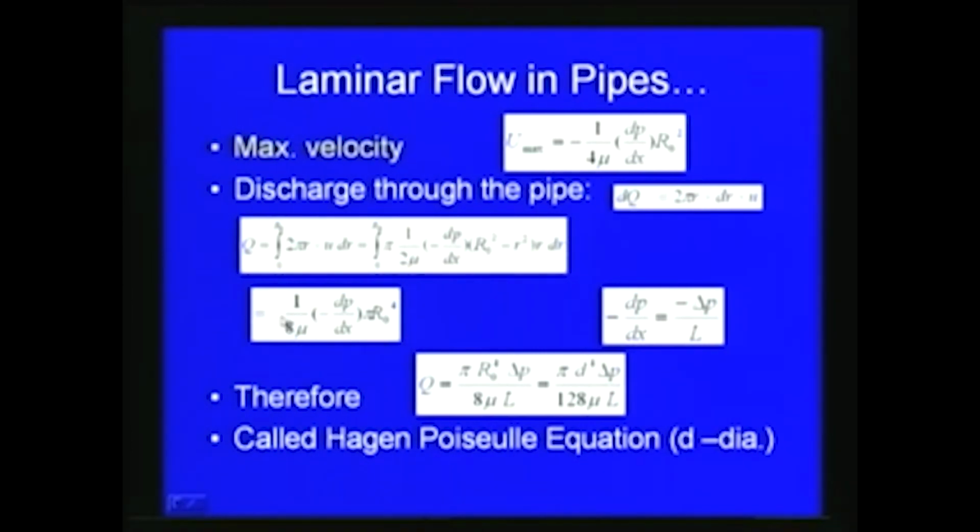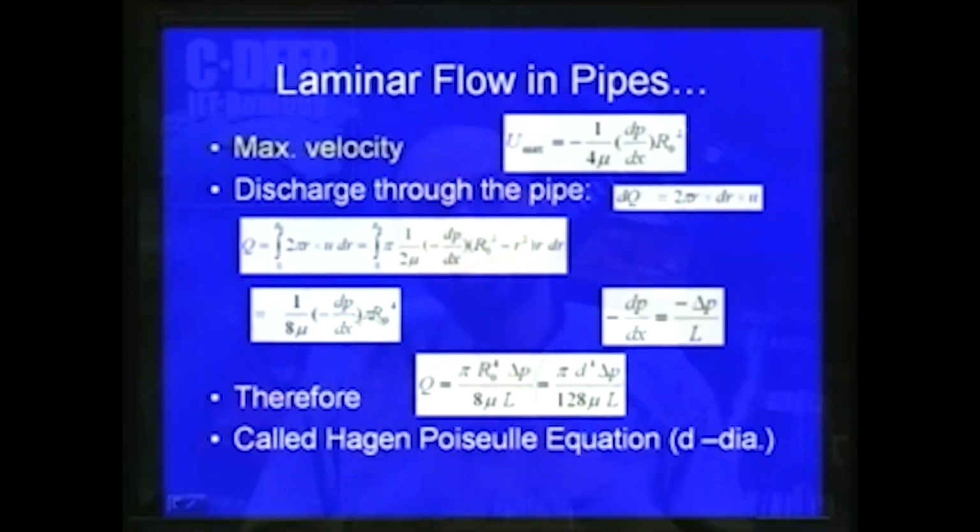From this we get 1 by 8 mu minus dP by dx into pi into r 0 to the power 4. If we substitute minus dP by dx as minus delta P by L, the pressure drop, then we get the discharge q is equal to pi into r 0 to the power 4 into delta P by 8 mu L, that is equal to, in terms of diameter, pi d to the power 4 delta P by 128 mu L. This equation is called the Hagen-Poiseuille equation. Here d is the diameter. So, the expression we got for the discharge is called the Hagen-Poiseuille equation for pipe flow.